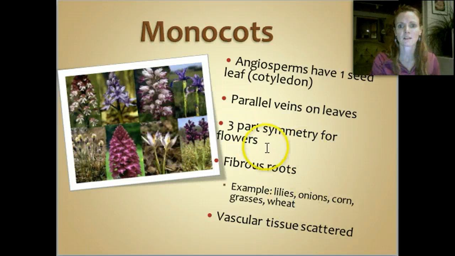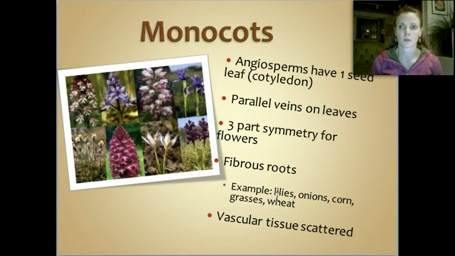So the monocots, just a quick review: the angiosperms have 1 seed leaf or cotyledon, parallel veins, 3-part symmetry, and fibrous roots. So the roots are very fibrous. They spread out through a great distance. Some examples of monocots would be lilies, onions, corn, grasses, and wheat.